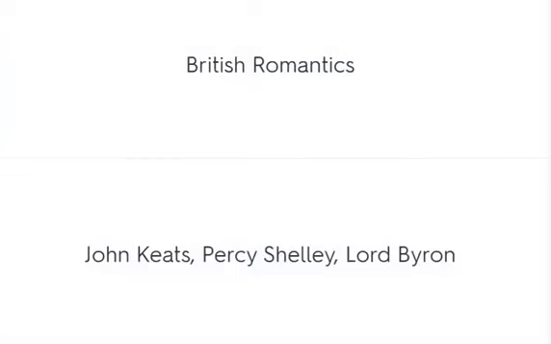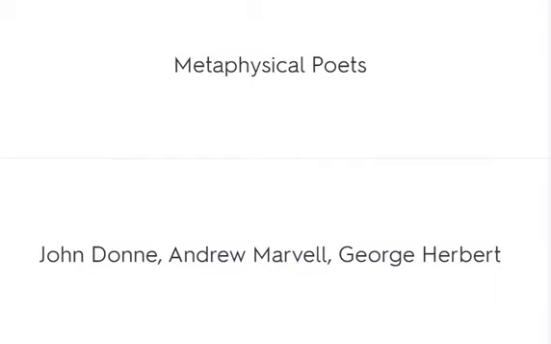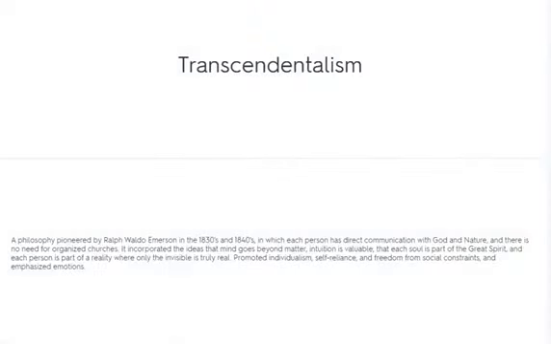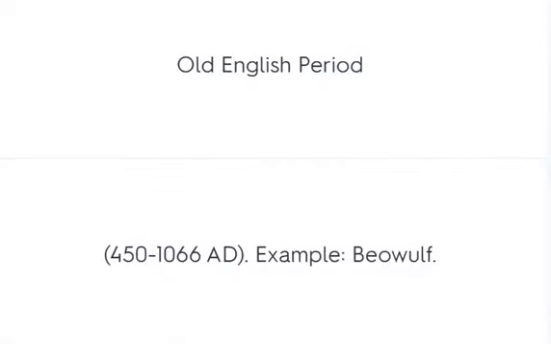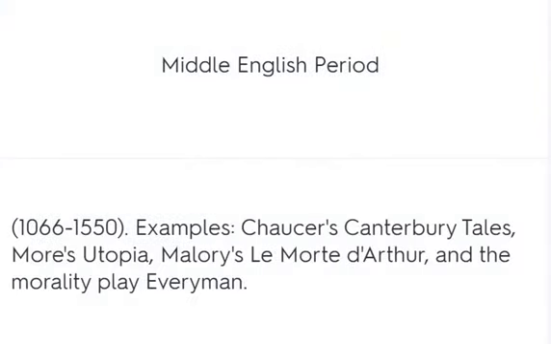British Romantics: John Keats, Percy Shelley, Lord Byron. Metaphysical poets: John Donne, Andrew Marvell, George Herbert. Transcendentalism. Old English period. Example: Beowulf. Middle English period. Examples: Chaucer's Canterbury Tales, More's Utopia, Malory's Le Morte d'Arthur, and the morality play Everyman.